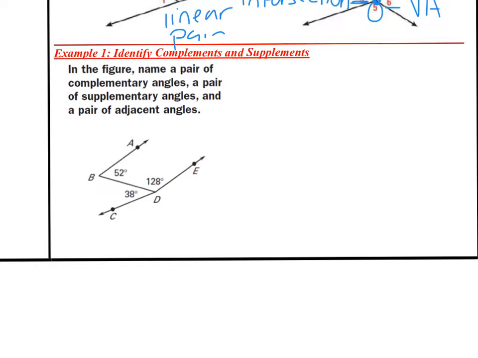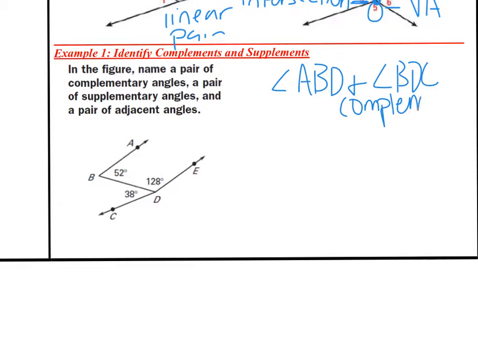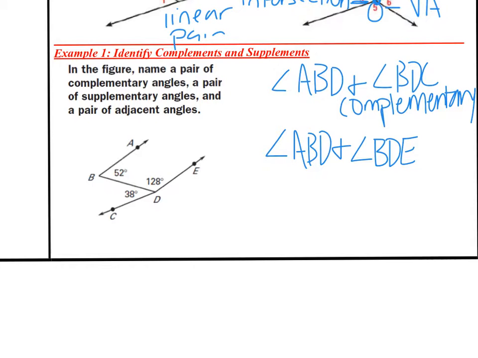So for the 52 degree angle, I'm going to say angle ABD, please use 3 letters, and angle BDC, and those are the complementary. They add up to 90. For supplementary, adding up to 180, my two numbers would be 52 and 128. So 52 angle ABD and 128 angle BDE are supplementary. They add up to 180.